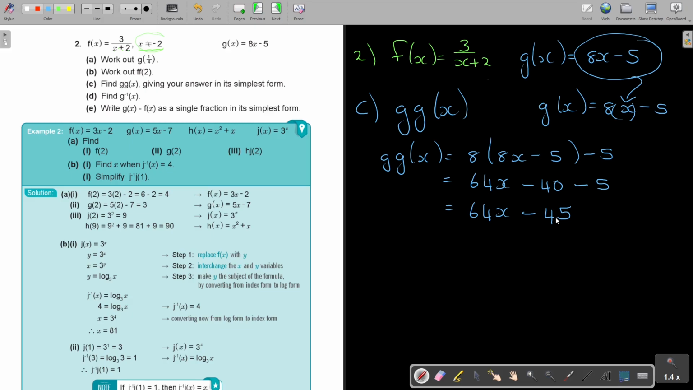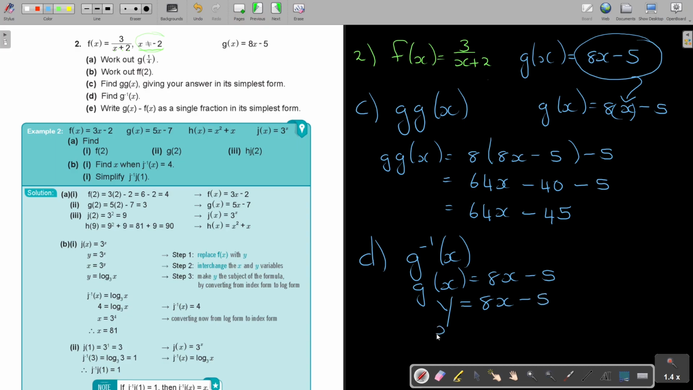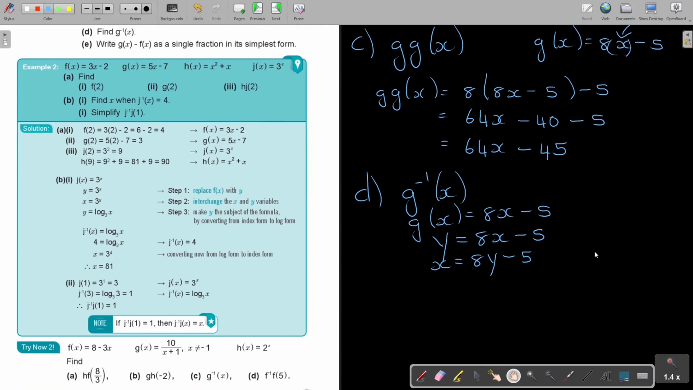And then I'm going to look at number D. Now number D is still with g. So it's the inverse. Okay, and how do I do it? I first write down g, and it's 8x minus 5. And then step 1, in the place of g of x, I make a y. Step 2, where I see a y, I make it an x, and where I see an x, I make it a y. And then step 3, make y again the subject of the formula.